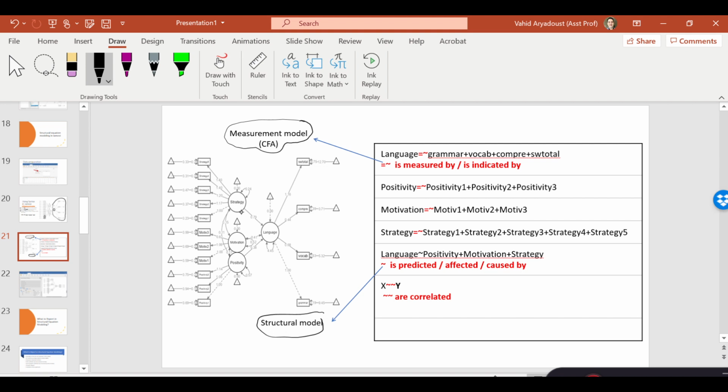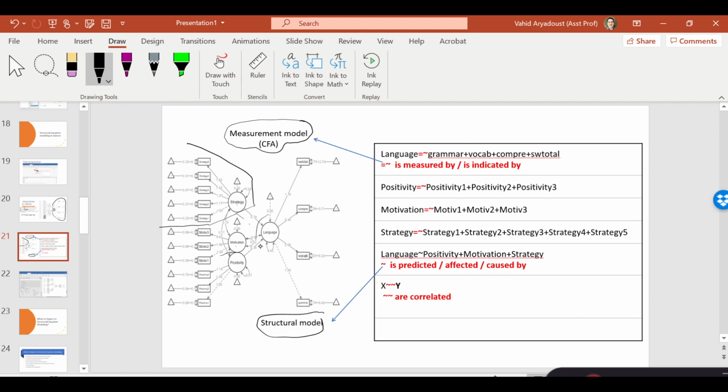The measurement models are basically small confirmatory factor analyses. This is one measurement model. This is the second measurement model. The third one is positivity, and the fourth one is language. So each of them is one CFA model per se. Now, the structural model basically shows the relationship between these CFAs, and the relationships are usually captured either through those one-headed arrows, which you can see here, or the two-headed arrows, which are there between strategy, motivation, and positivity, as you can see, those two-headed arrows, which indicate correlations, as I said.